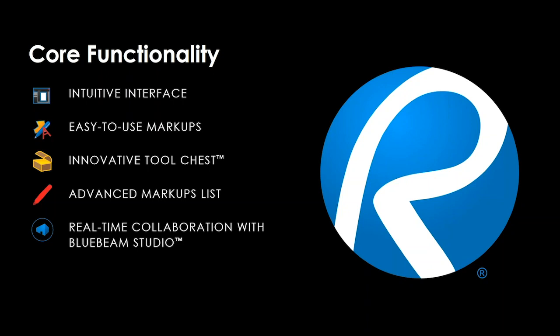There's an advanced markup list at the bottom. Every single thing you put in the file, be it a piece of text or a cloud or a yellow mark, goes into the markup list, and it will have your name and the date associated with it as well. And then real-time collaboration with Bluebeam Studio, which is free with the product and has unlimited storage at this point in time.